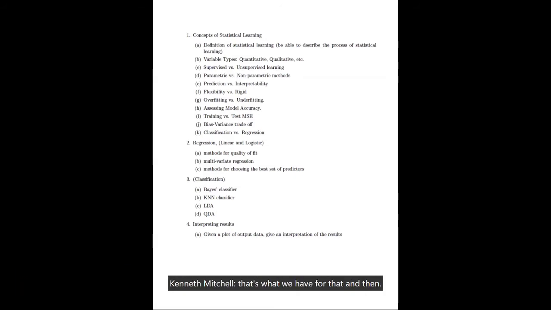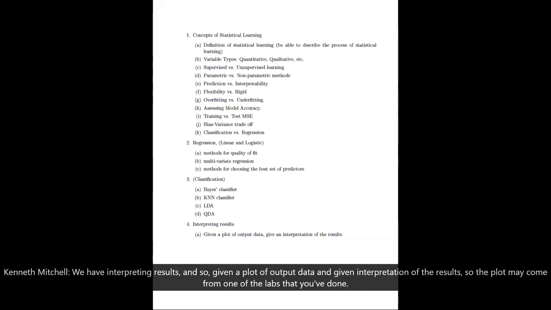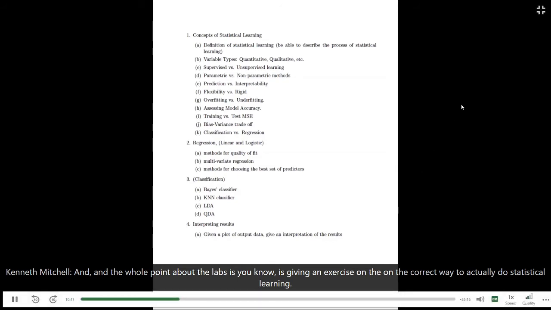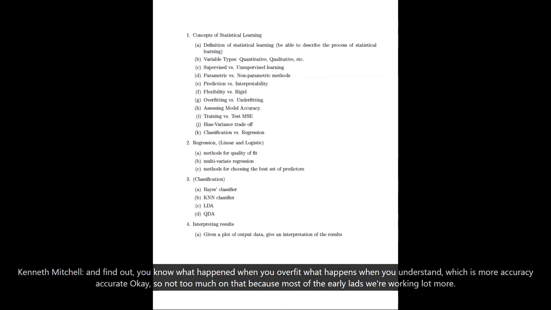And then we have interpreting results. Given a plot of output data, give an interpretation of the results. So the plot may come from one of the labs that you've done. And the whole point of all the labs is giving an exercise on the correct way to actually do statistical learning and find out what happens when you overfit, what happens when you underfit, which is more accurate.